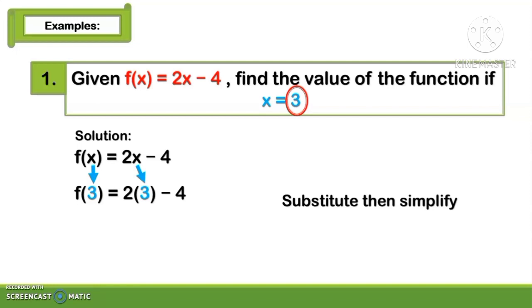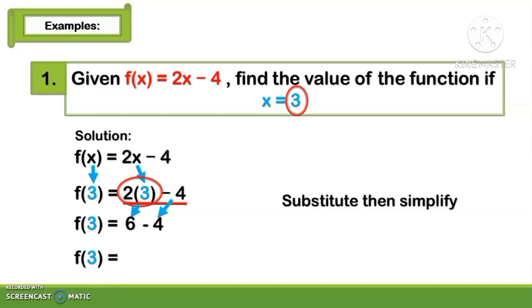After natin mag-substitute, magsisimplify na tayo. Yung nasa left side ng ating function, kokopyahin lang natin yan hanggang dulo ng ating solution. Yun ay ang f of 3. Ang ating isisimplify lamang ay yung nasa right side. That is 2 times 3 minus 4. So, ang uunahin nating isimplify ay yung 2 times 3. 2 times 3 is 6. And then, bring down lang natin yung negative 4. So, magiging 6 minus 4.